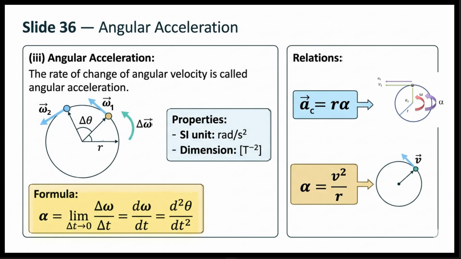Beyond the definition, we must consider several critical relations between variables. One fundamental formula links linear and angular worlds, stating that centripetal acceleration equals the radius times the angular acceleration. This connection is shown geometrically in the second diagram, where the acceleration vector points directly toward the center. Furthermore, in specific contexts, alpha can be expressed as the linear speed squared divided by the radius. This final diagram helps visualize how tangential velocity and acceleration relate to the circular path.